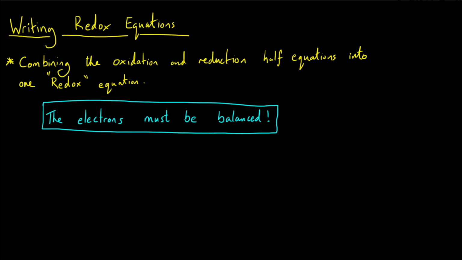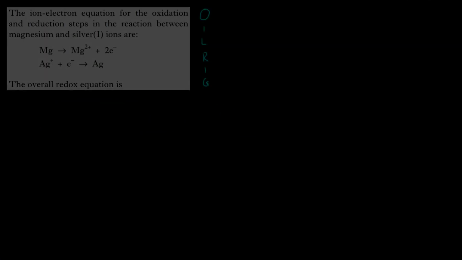The only thing that you have to remember when writing redox equations, when combining these half equations, is that the electrons must be balanced in order to combine them. If they're not balanced, if we've got 2 electrons in the oxidation half equation and 1 electron in the reduction half equation, I can't put them together. They need to have the same number of electrons. So we'll look at doing a couple of examples now and you'll see exactly how easy it is.